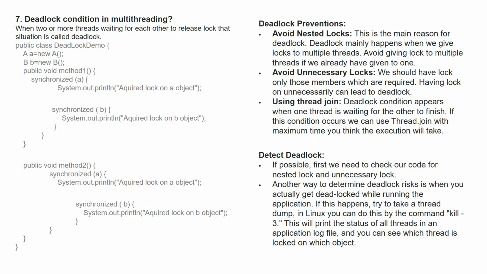Using thread join. Deadlock condition appears when one thread is waiting for the other to finish. If this condition occurs, we can use thread join with the maximum time you think the execution will take.